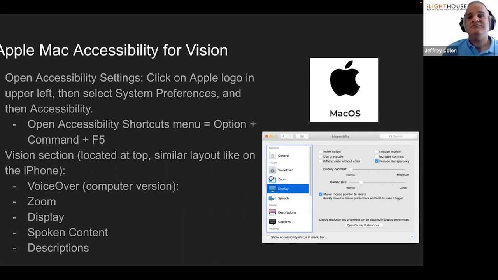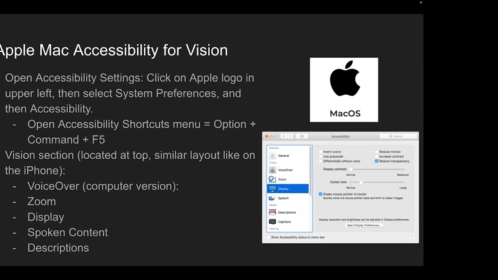So a little bit about accessibility on Mac. There's also a settings menu, and there's a couple ways you can access this. You can click the Apple logo in the upper left-hand corner and then navigate down and click System Preferences, and that'll open up a bunch of settings. And in the middle there somewhere, there is an accessibility option, but there's also a shortcut for the accessibility shortcuts menu, which on Mac you can use Option plus Command and F5, and that's going to open up just kind of the key items.